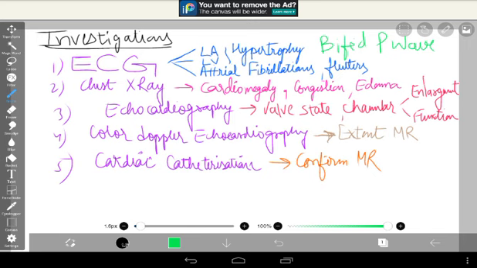Fourth is color Doppler echocardiography. In this we are going to see the extent of mitral regurgitation. And then the last, that is cardiac catheterization. We're going to confirm whether it's mitral regurgitation or not. So these are the 5 investigations.